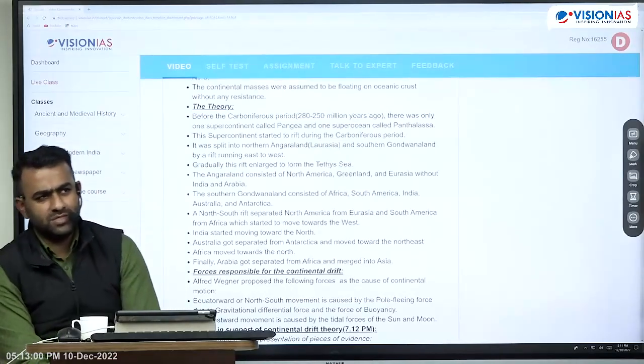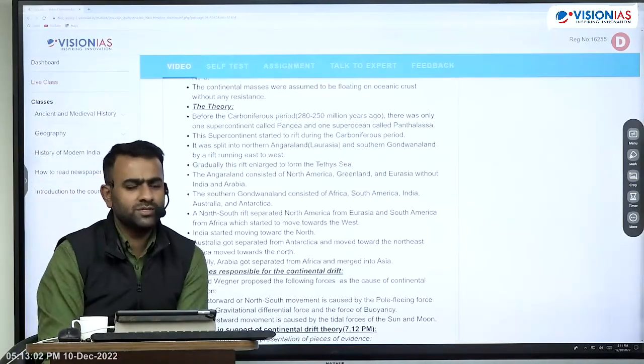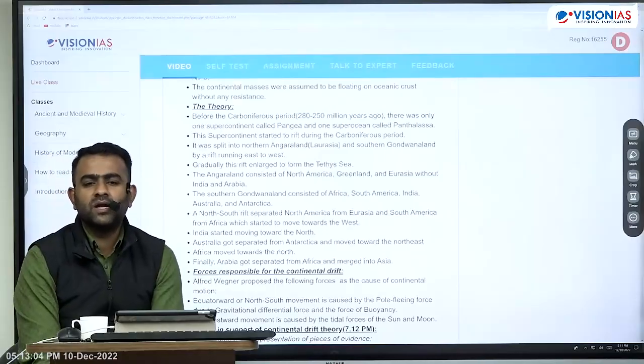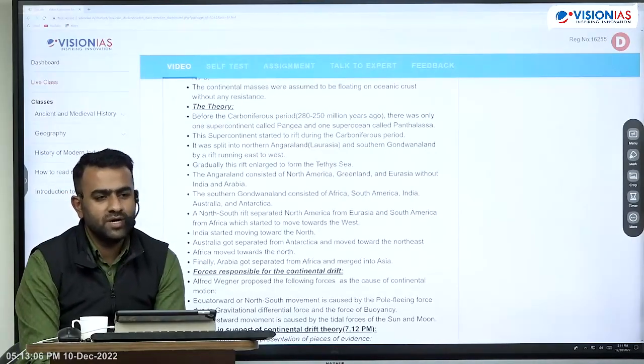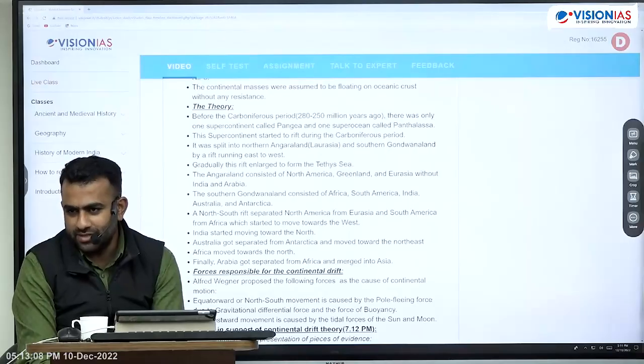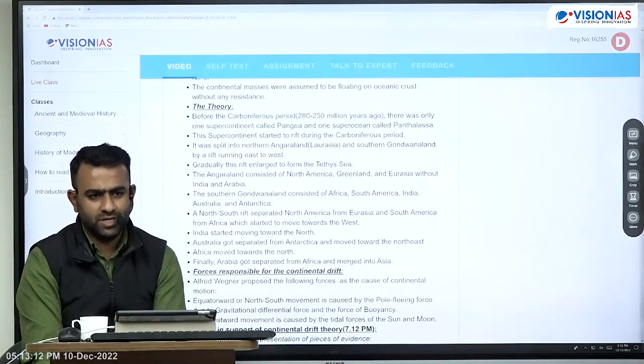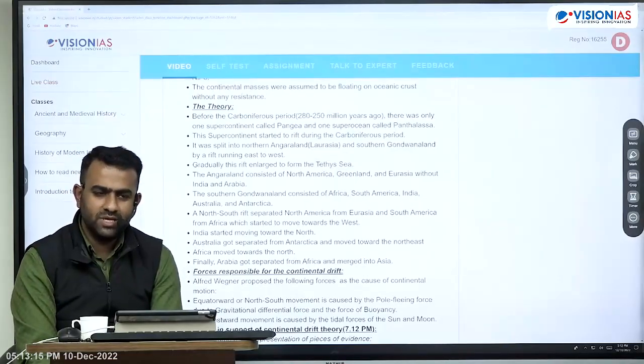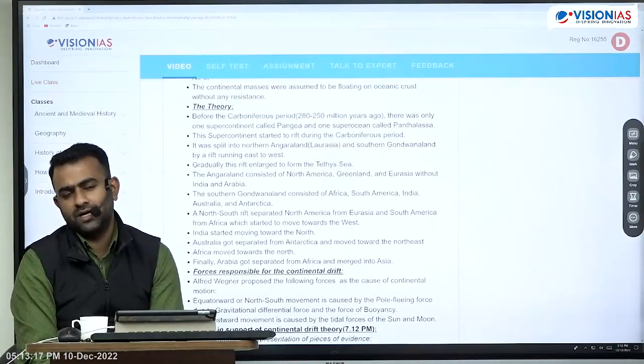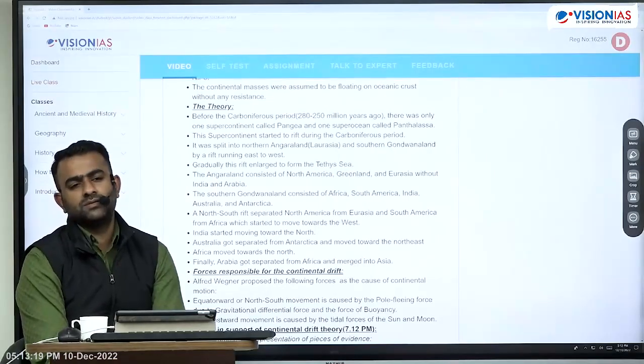So he made a few assumptions here. The first important assumption: three layers, Sial, Sima, Nife. Sial is continental crust, Sima is oceanic crust, and Nife is the core. Continental crust is moving, floating very freely over the oceanic crust. Based on this, he gave the idea of movement of the entire continents.